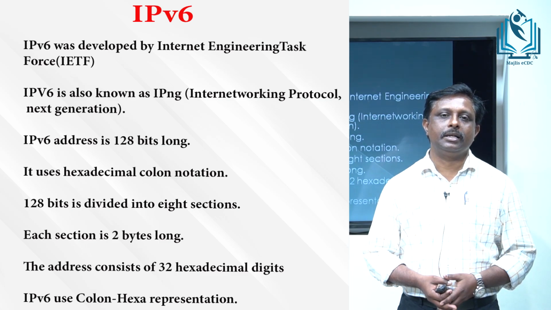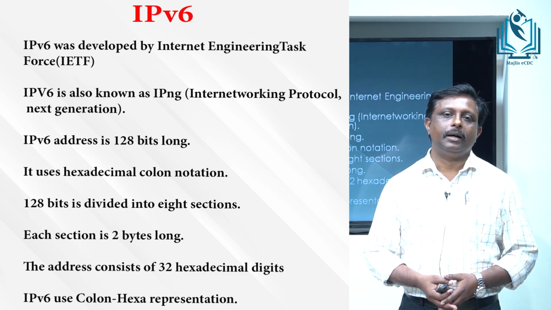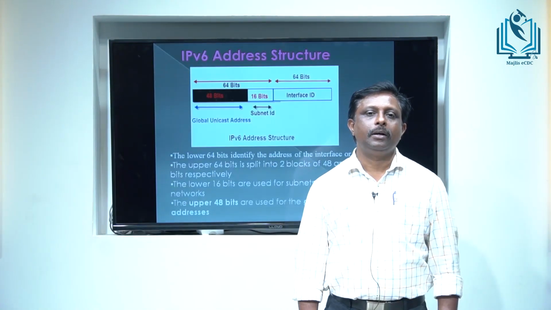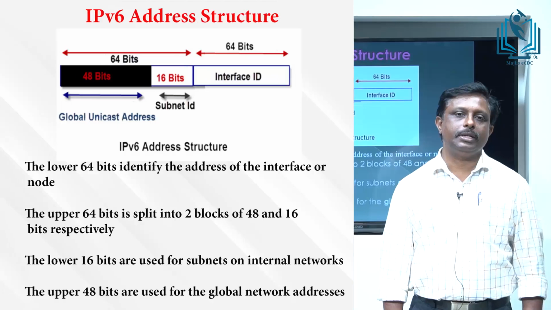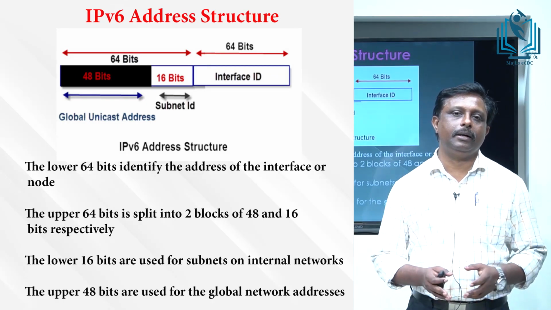IP version 6 is a 128-bit address, which is divided into 8 parts. Each part contains 2 bytes. The address is represented by hexadecimal colon notation. Next I am going to discuss the structure of the IP address.